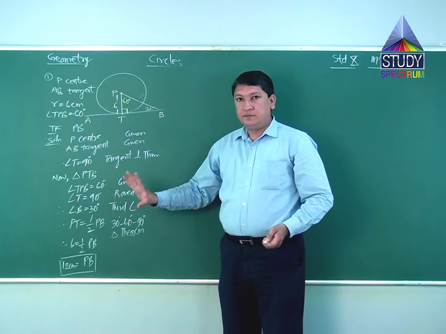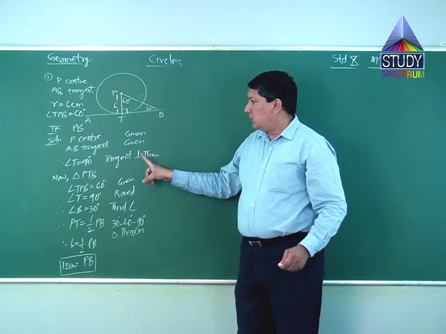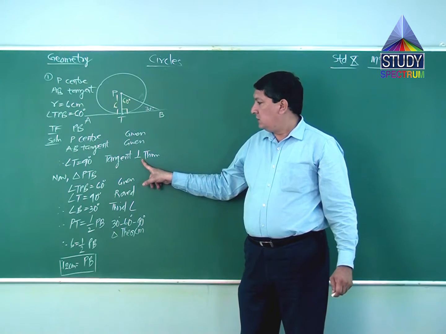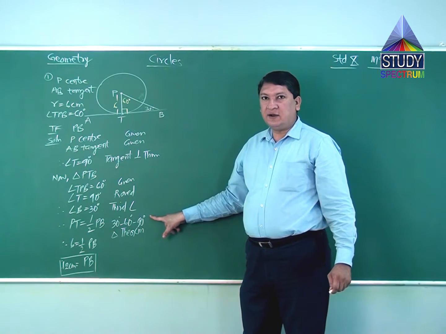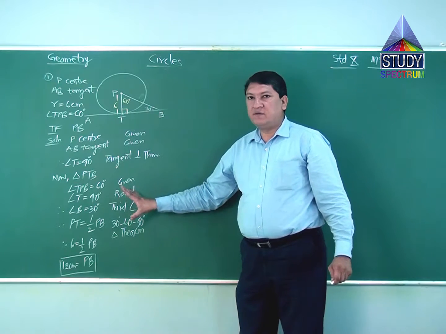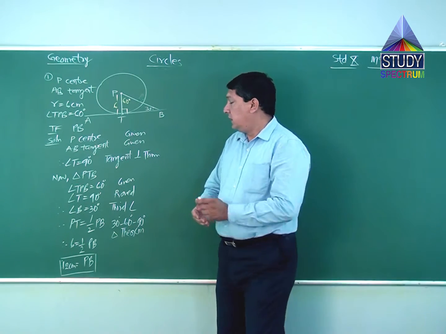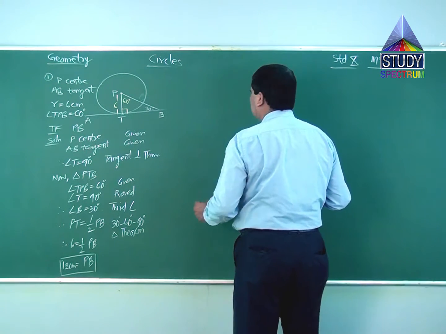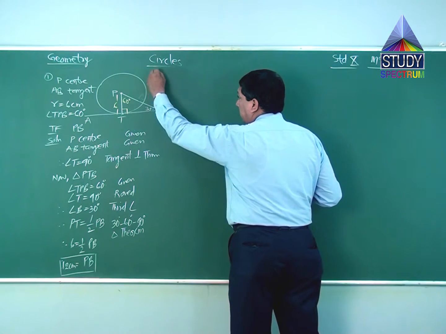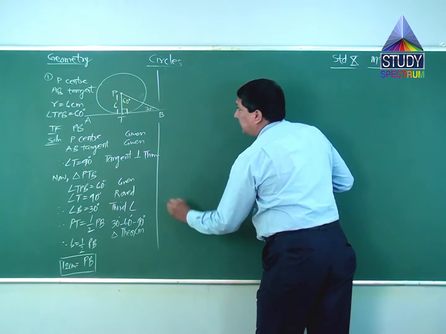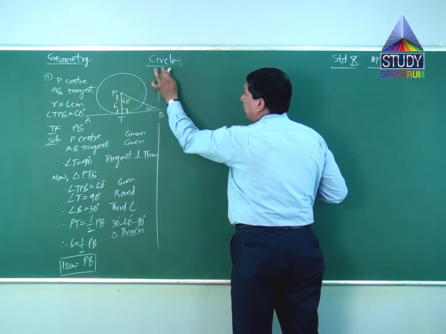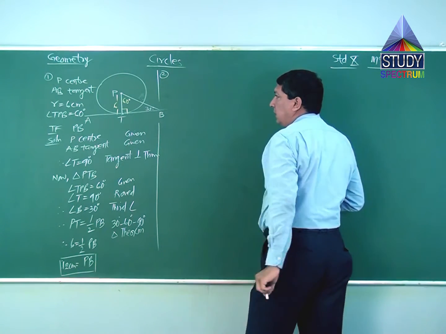So in this sum, two things were used. One, tangent perpendicularity theorem. Second, 30, 60, 90 triangle theorem. And we have got the answer for the first one. We'll take one more sum from the same 2.1 and that will be your second sum, just to make sure that you know the concept very well.